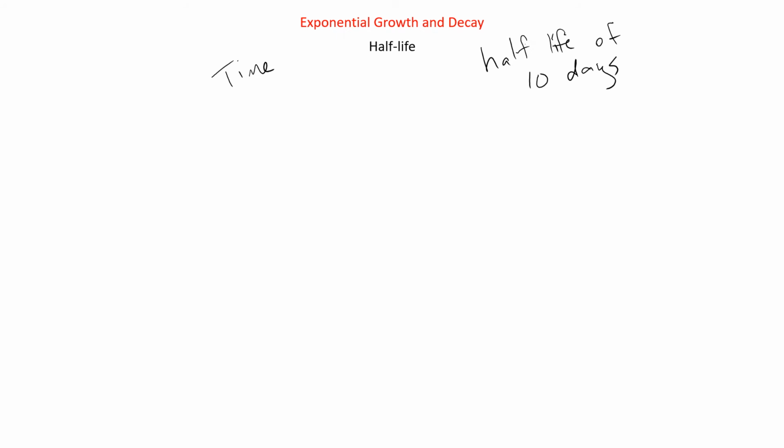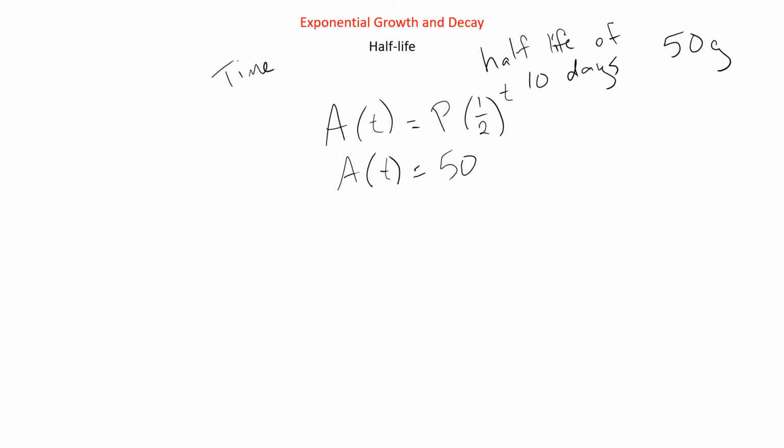A way to write an equation for this, if we had to come up with an equation, the amount of something at time t will equal the starting amount times 1/2 to the t. So if we have, say, a half-life of 10 days and we're starting out with 50 grams, the amount of t will equal 50 times 1/2 to the t.